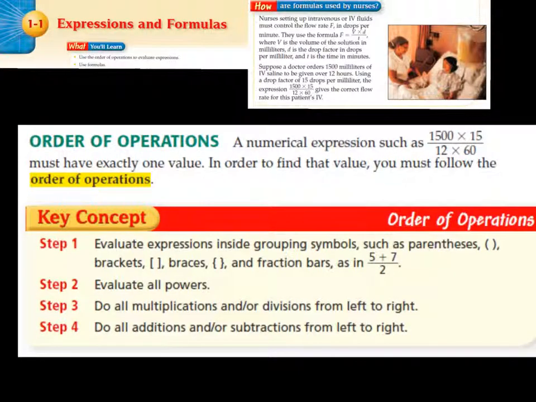A numerical expression such as 1,500 times 15 divided by the quantity 12 times 60 must have exactly one value. In order to find that value, you must follow the order of operations. First step, evaluate expressions inside grouping symbols such as parentheses, brackets, braces, and fraction bars. Use P to stand for parentheses and all of those other things.